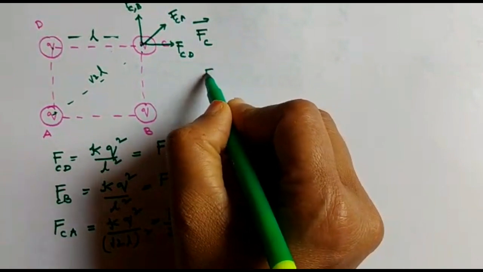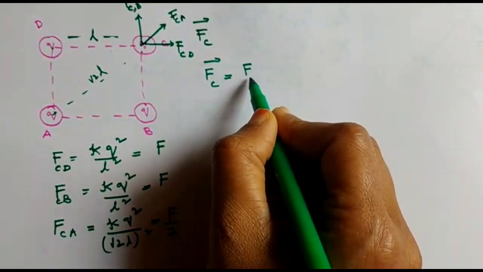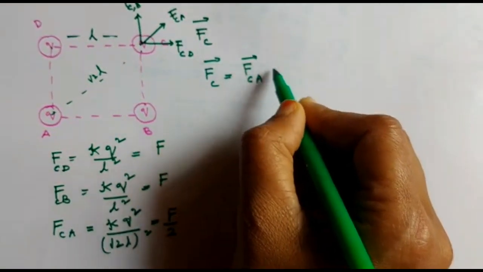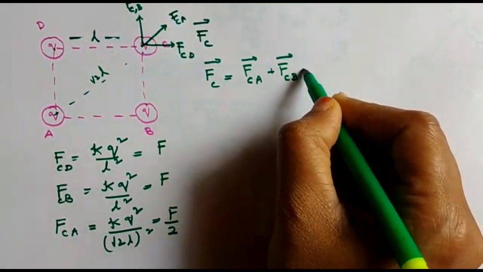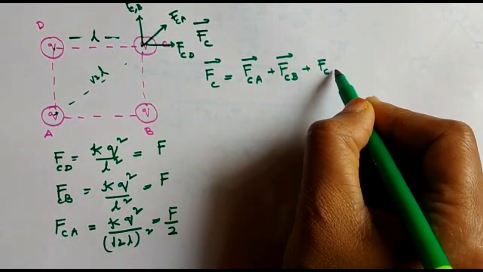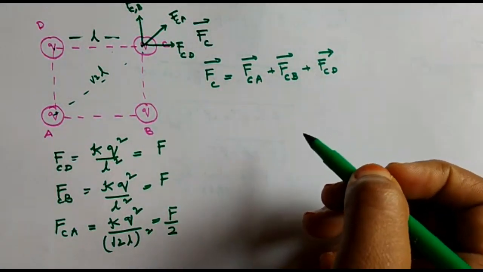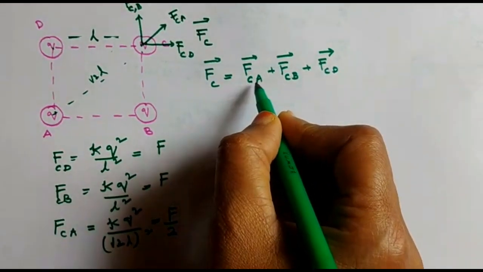So the net force acting on C is the vector sum of the forces experienced by C due to all the remaining charges, that is force on C due to A plus force on C due to B plus force on C due to D. And here now you check the options. If it is in vector form, you can directly write it in vector.